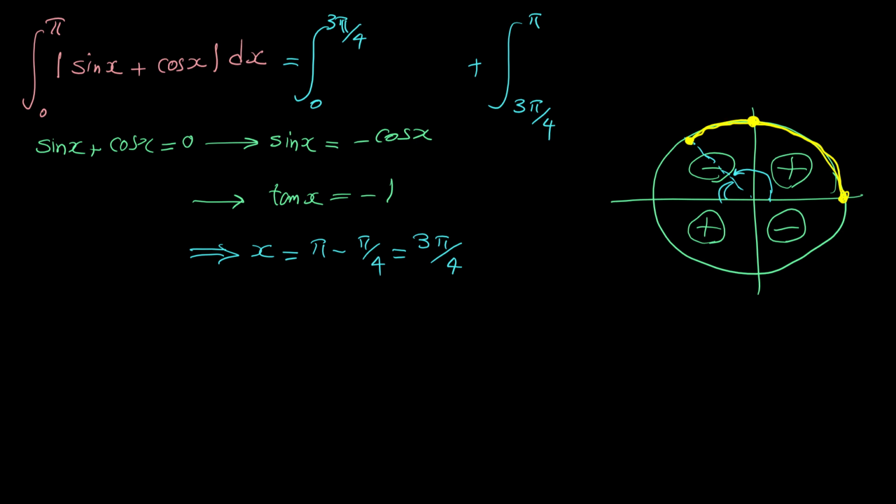which lies in this region. If you plug in pi over 2, sine of pi over 2 is 1, cosine of pi over 2 is 0, so this expression is positive. So, because the expression is positive, the absolute value of this expression would be equal to itself, because it's already positive. We don't need to change anything for this integral.